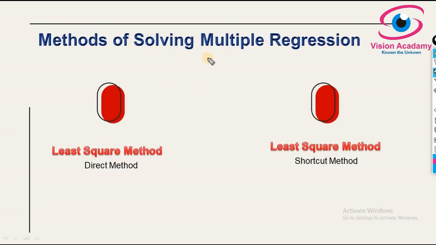We have two methods for solving multiple linear regression. One is the least square method, which is the direct method. One more is the least square method, which is a shortcut method. In the shortcut method, we use some formula to solve multiple linear regression. In the direct method, we use equations to solve multiple linear regression. This least square direct method is a very good method, in the sense that there is less confusion. We will go in a sequence. But here you need to remember the formula, and I will let you know how to formulate that formula too. So let us go for the least square method, which is the direct method.